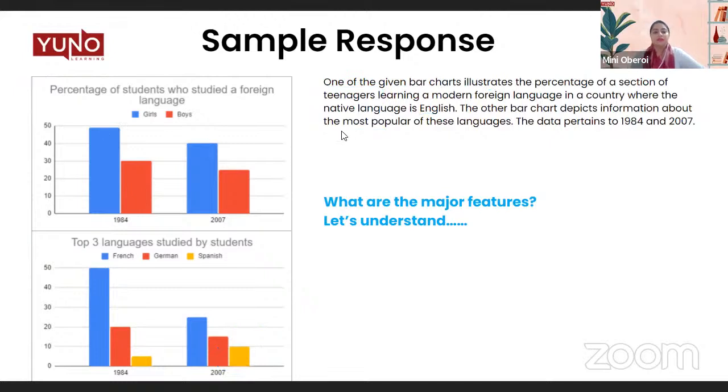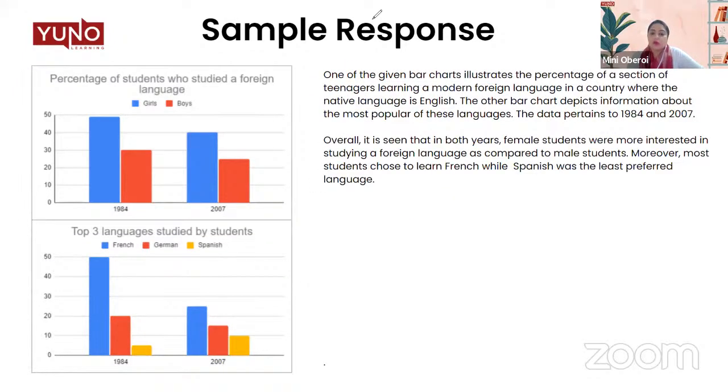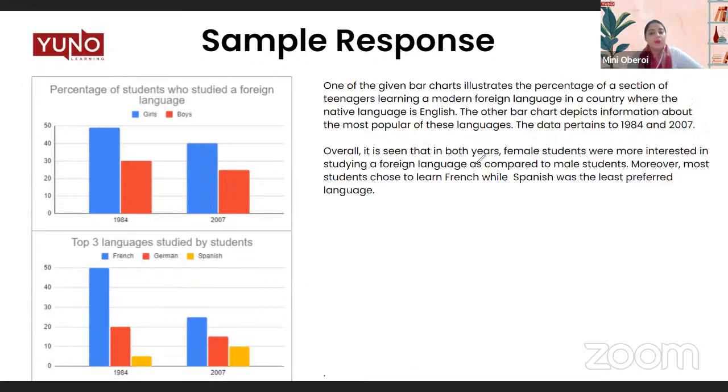Let's have a look. Now, the overview paragraph says, overall, it is seen that in both years, female students were more interested in studying a foreign language as compared to male students. Moreover, most students chose to learn French while Spanish was the least preferred one, right? We gave our observations, but no statistics. How much percentage, how many students? No statistics to be shared here, because the statistics will go in the third and the fourth paragraph.